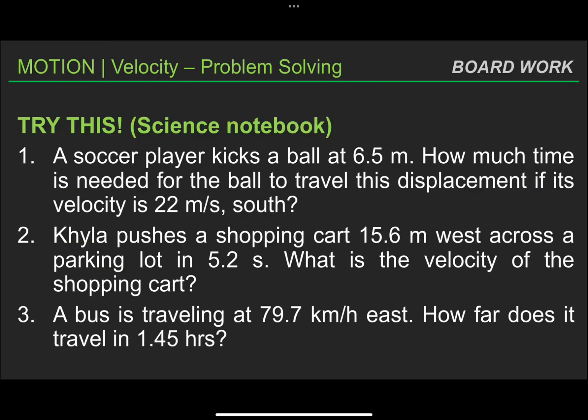For the remaining period, you are going to answer these questions in your science notebook. Please comment your answers in the chat box.